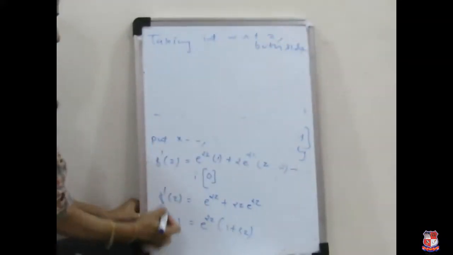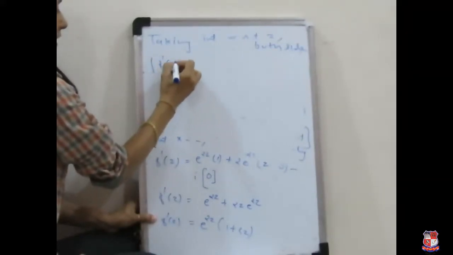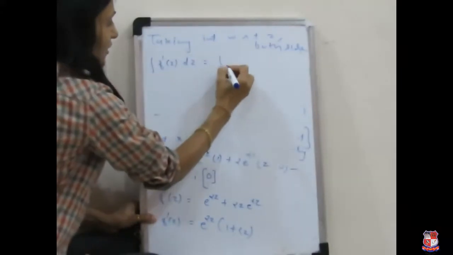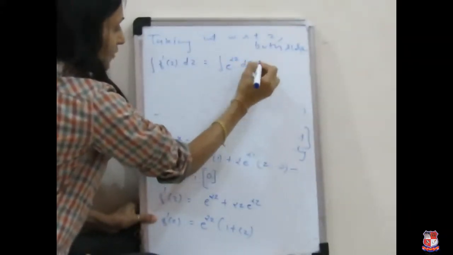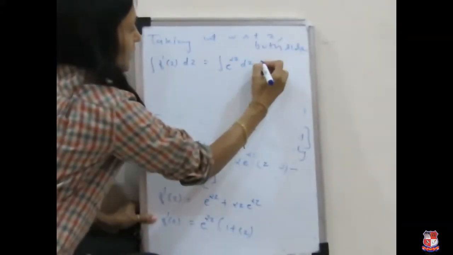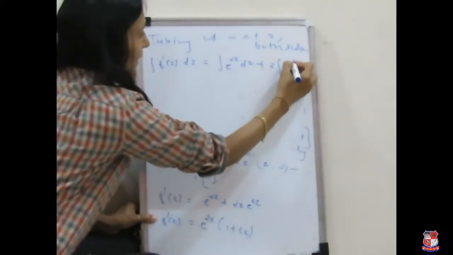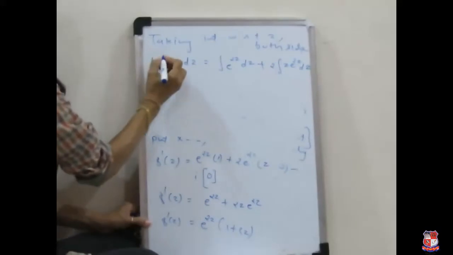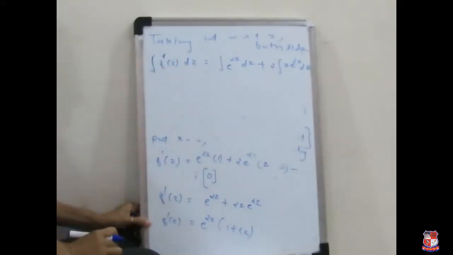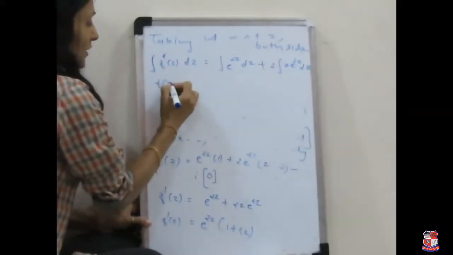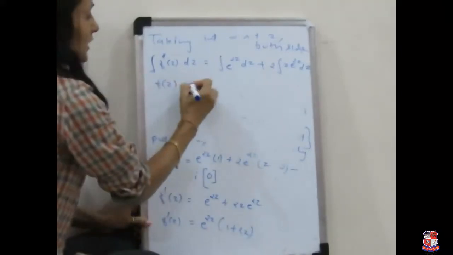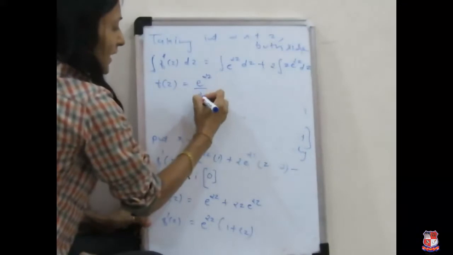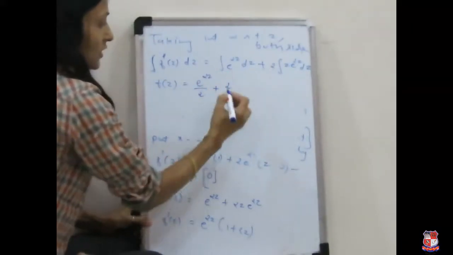That is, integration of f'(z) dz is equal to integration of e raised to 2z dz. We open this bracket plus 2z e raised to 2z dz. Now derivation and integration, that is 1. We have to get our function f of z is equal to integration of e raised to 2z, e raised to 2z by 2 plus 2 is a constant.